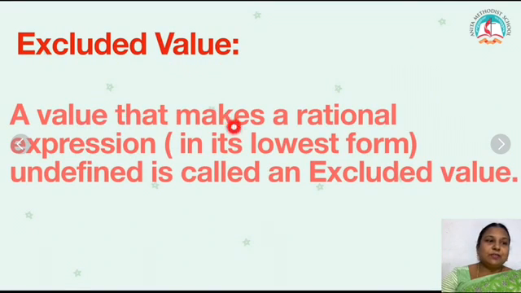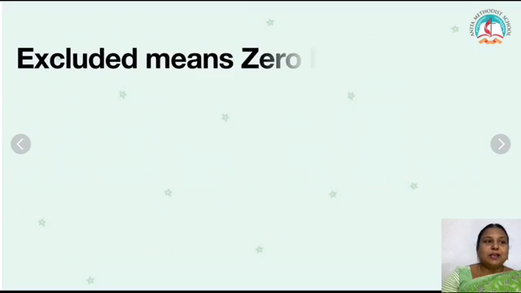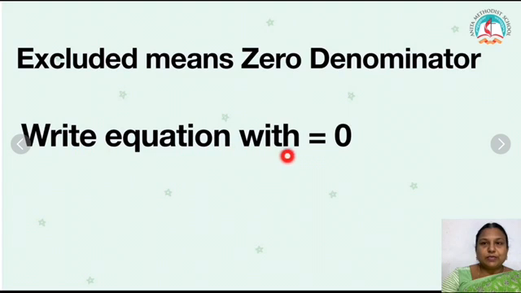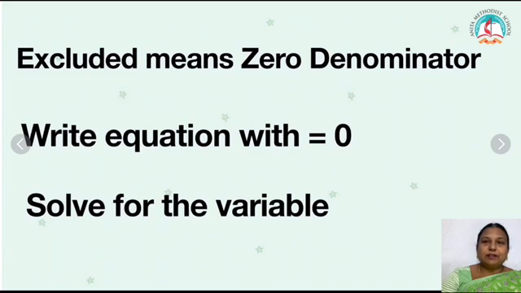Now, today you are going to learn excluded value. A value that makes a rational expression in its lowest form undefined is called an excluded value. Excluded means zero denominator. Write the denominator equation equating to 0. Then you have to solve for the variable, whatever is given, that is p, x, y. You have to solve for it.